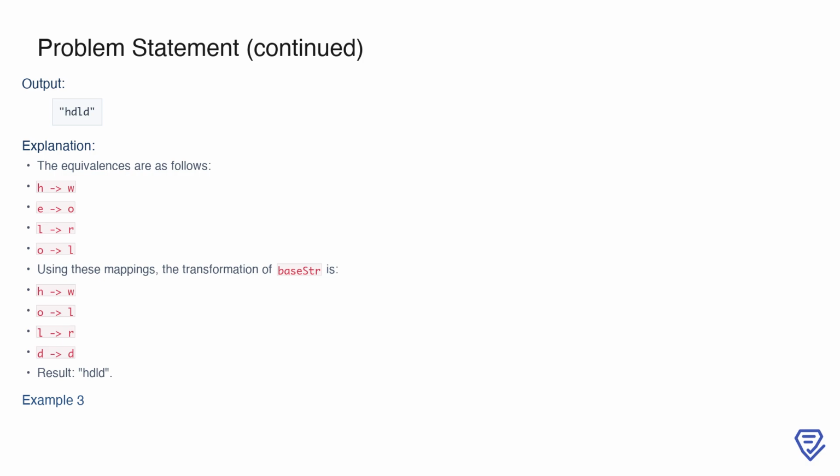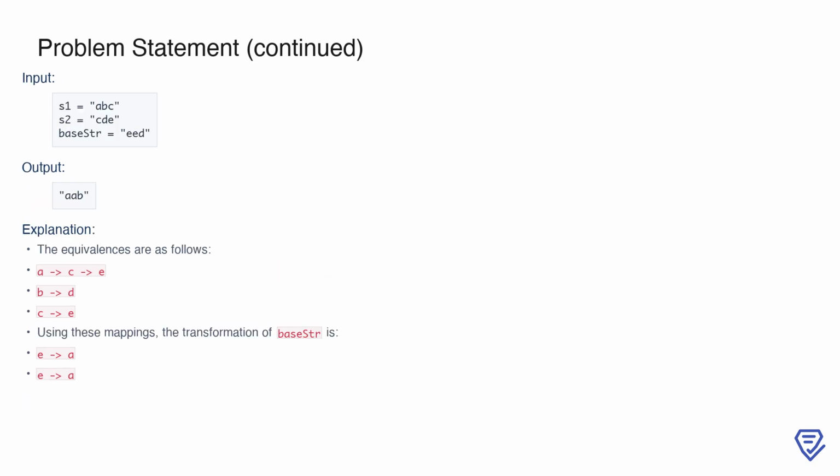Let's consider one more example to reinforce this concept. Here, S1 is ABC, S2 is CDE, and baseStr is ED. The output string is AB. First, we find the equivalences: A is connected to C and E, forming the group A-C-E. Similarly, B maps to D, and C maps to E. With these equivalences, we transform baseStr. The first E in baseStr maps to the smallest character in its group, which is A. Finally, D maps to B. Combining these, the transformed string is AB.